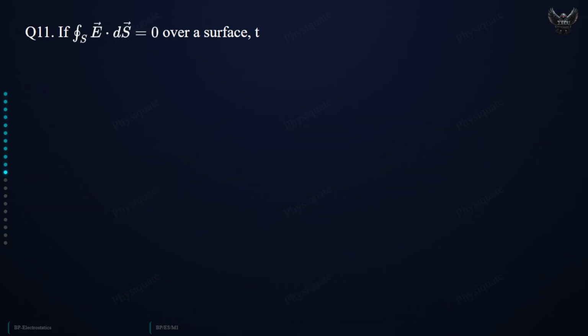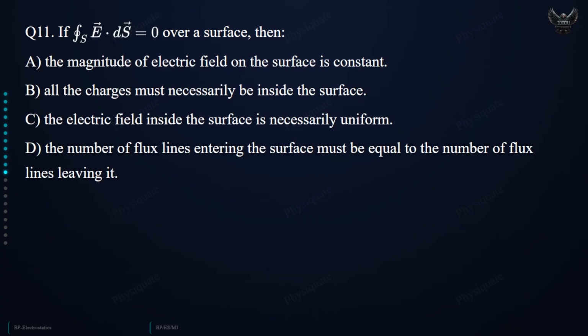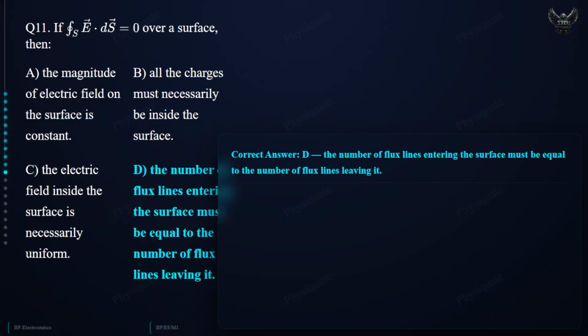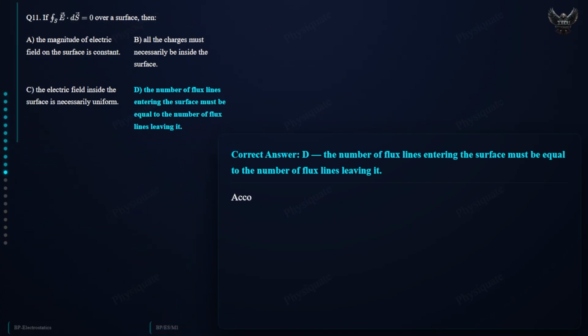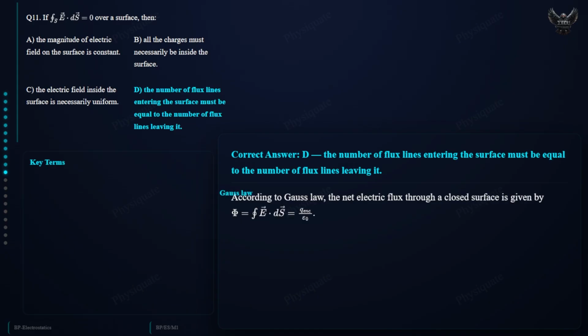Question 11. If the closed integral of E vector dot dS vector equals 0 over a surface, then the correct answer is option D. According to Gauss' law, the net electric flux through a closed surface is given by phi equals the closed integral of E vector dot dS vector equals q enclosed divided by epsilon 0. Now let us consider Gauss' law.